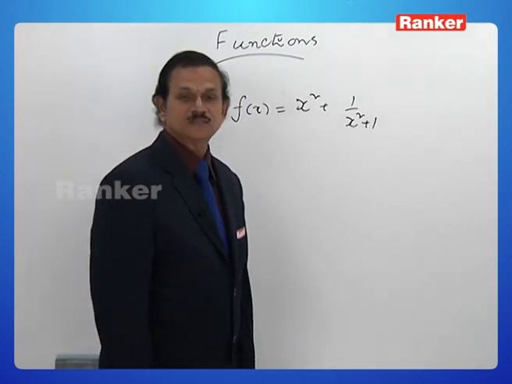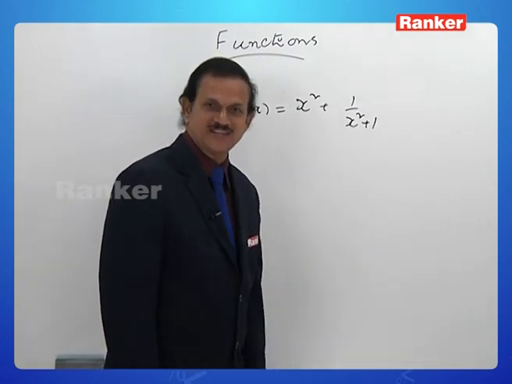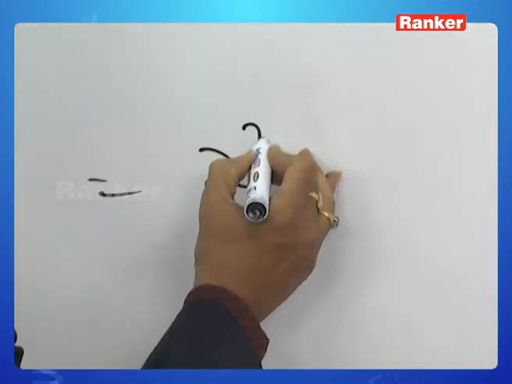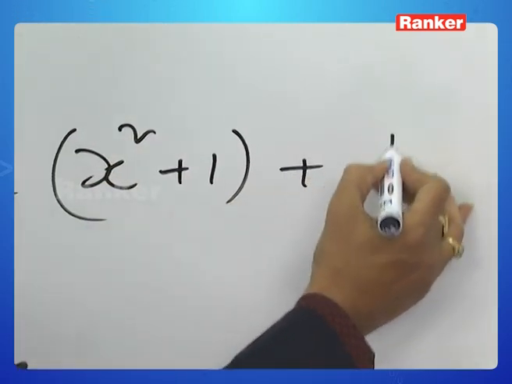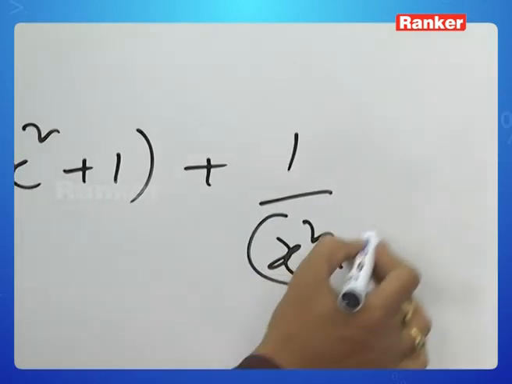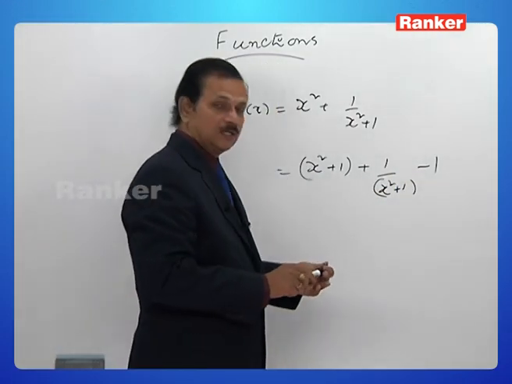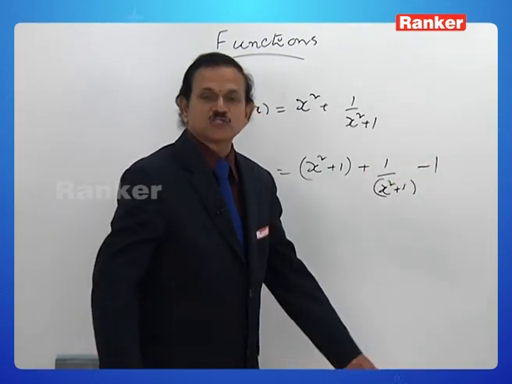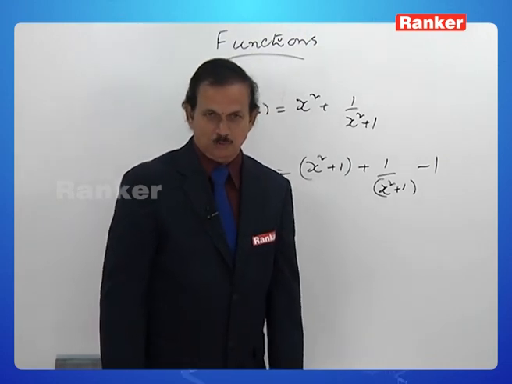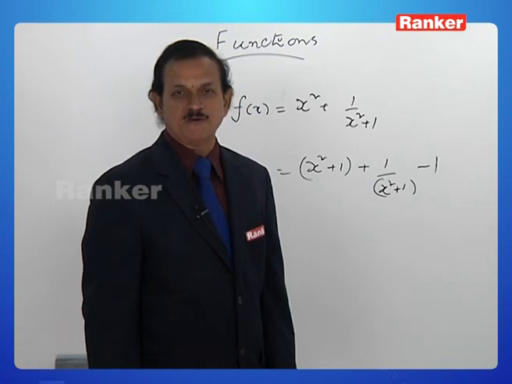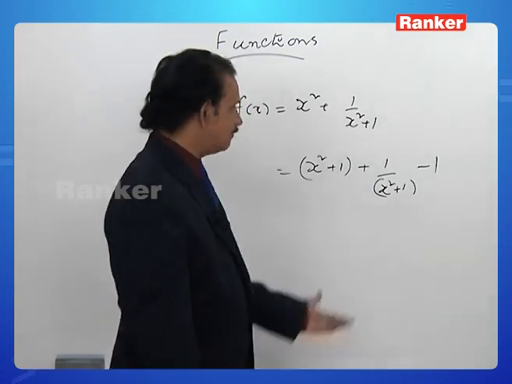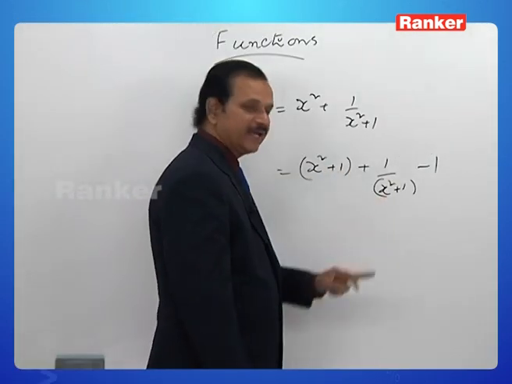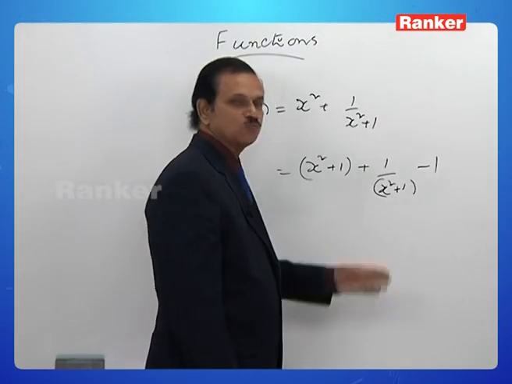It is an interesting case to notice the range of this function. Let me write this f of x as x square plus 1 plus 1 by x square plus 1 minus 1. The new items I have added and deleted are 1 and minus 1. It makes no harm to the definition of the function. Well, what benefit are we going to get if we write f of x like that? Observe this part. This looks like y plus 1 by y, a plus 1 by a, k plus 1 by k, x plus 1 by x.